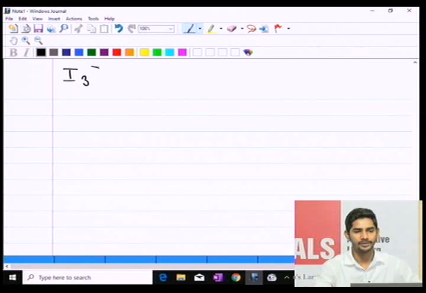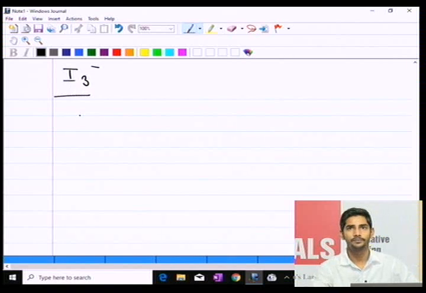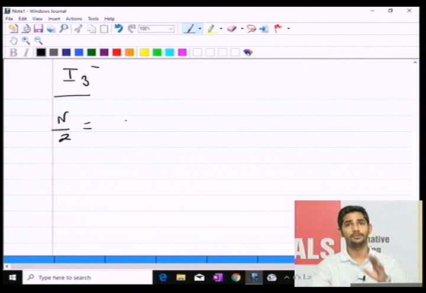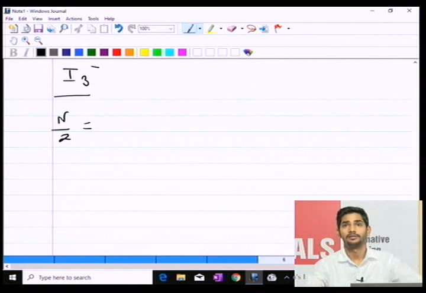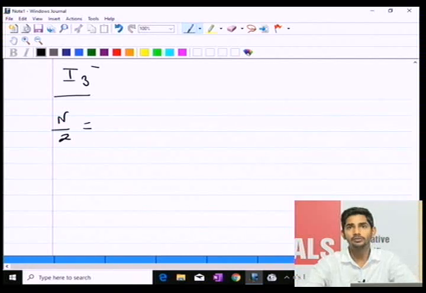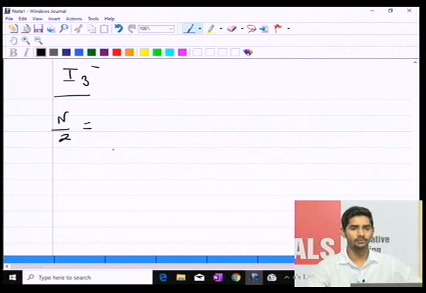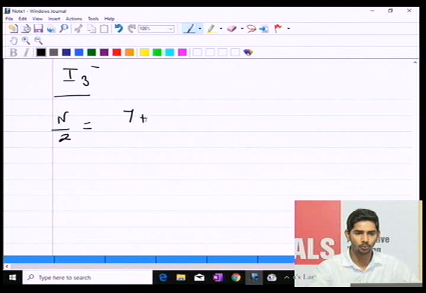Next one. Let's talk about I3 minus. Let's calculate the n by 2. Guys, understand this example, a very important and very nice example. See, you have 3 iodines. Obviously, out of 3 iodines, one will definitely be at the center, so I'll use the valence electrons of the center. That will be 7. Iodine is a halogen. Out of 3, one is present at the center, so obviously we are left with 2. So I'll use 2 here.